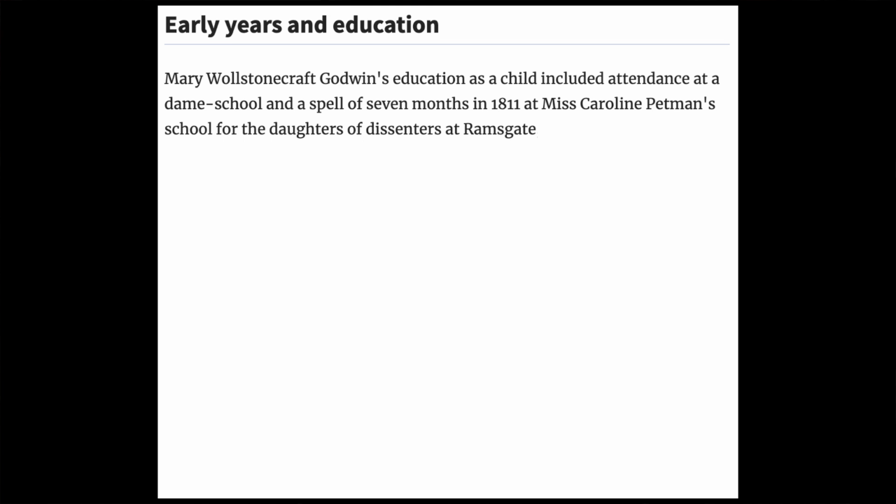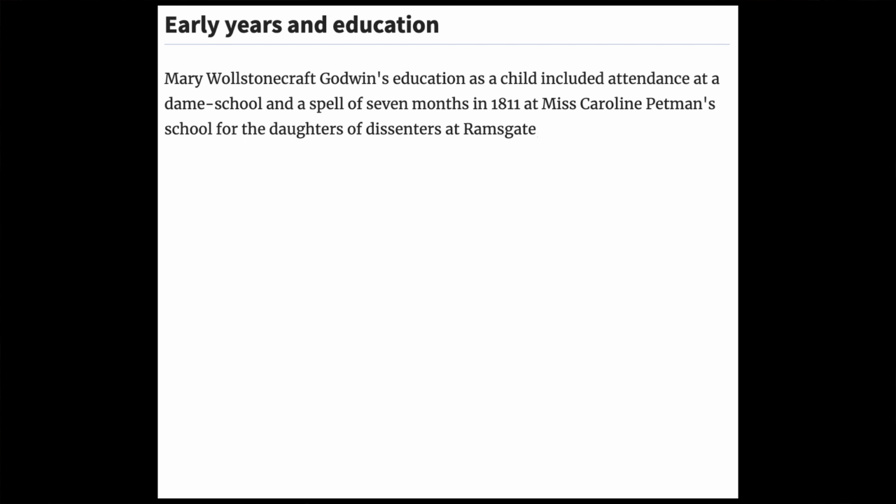As Betty T. Bennett explains, Mary attended a dame school, which is a private school for young children run by women. She also spent 7 months in 1811 at Miss Caroline Petman's school for the daughters of dissenters at Ramsgate. But it was her father who seems to have been her longest-standing and most engaged educator.